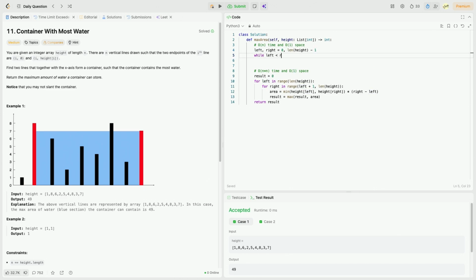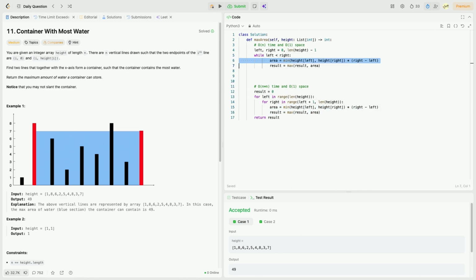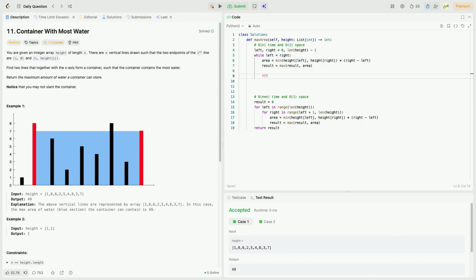While left is smaller than right, now we can still do the same calculation. We could still do exactly this, so we calculate the area between the two. But now, how do we advance the pointers? If you have two lines and one line is larger than the other, which one are you going to advance? The larger one to run into a potentially smaller line, or the smaller line to run into a potentially larger line? Those are essentially the choices, right?